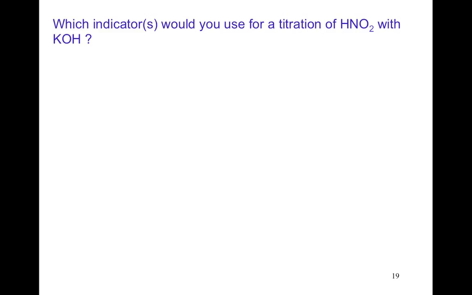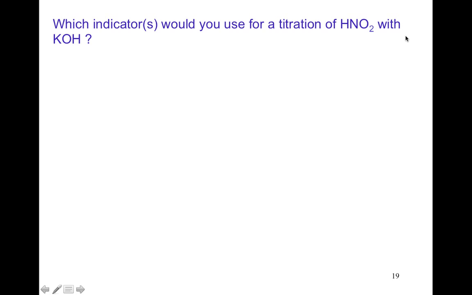You have to have the chart, which is: what indicator would you use for a titration of an acid with a base? You'd find your pH, and then with your pH, you'd look back to that chart and say which is going to change color at close to the pH I expect my reaction to occur at.